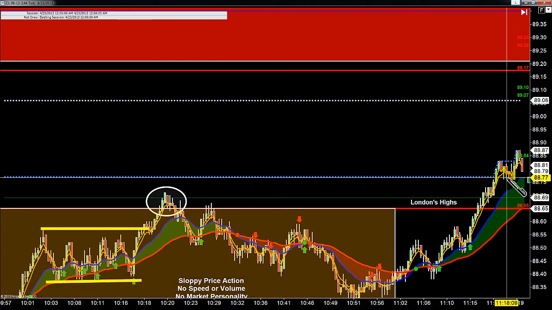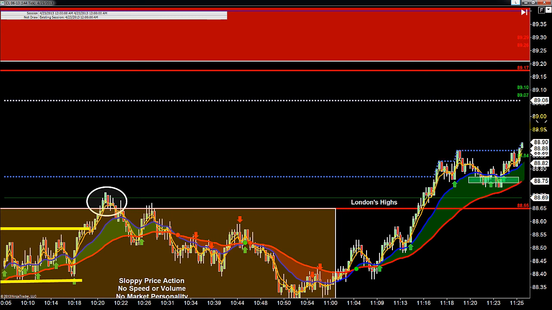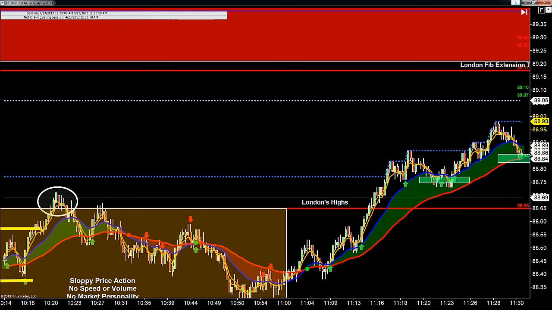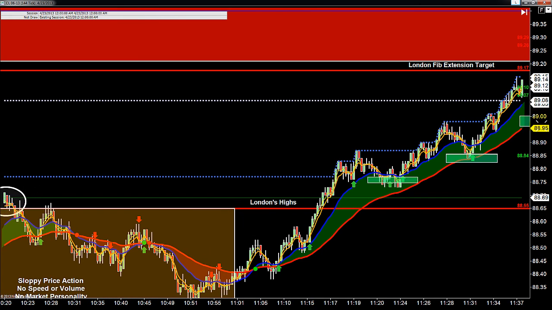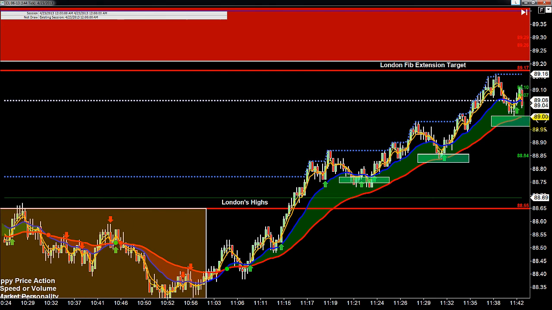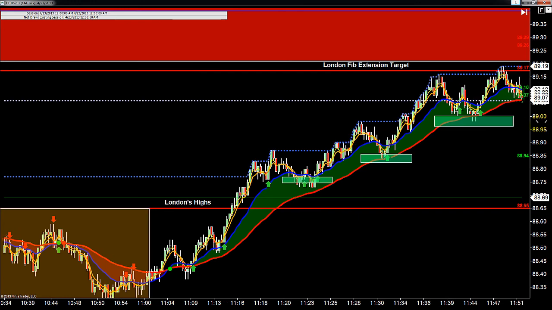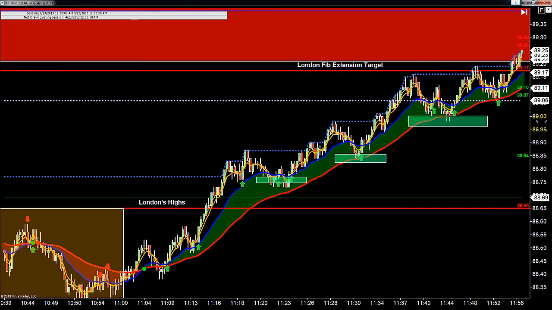There's signal number 1. Signal number 2. Again, I'm using Fibonacci to qualify the signals. New higher highs, pulls back. Signal number 3. New higher highs, pulls back. Signal number 4. And there's your final target at the 89.22. Guys, this is not rocket science, as I always say.